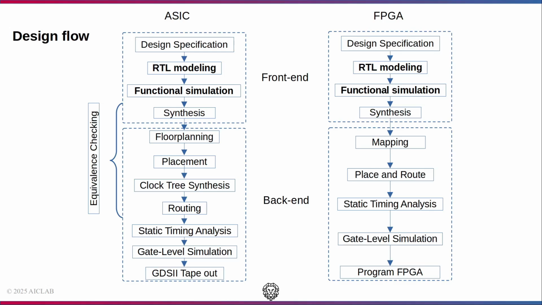The final stage for the FPGA is program the FPGA. At this stage, a bit string file is generated. The bit string file contains configuration information that defines how logic block and interconnect within the FPGA should be programmed to implement our design circuit. This bit string file is then loaded onto the FPGA.